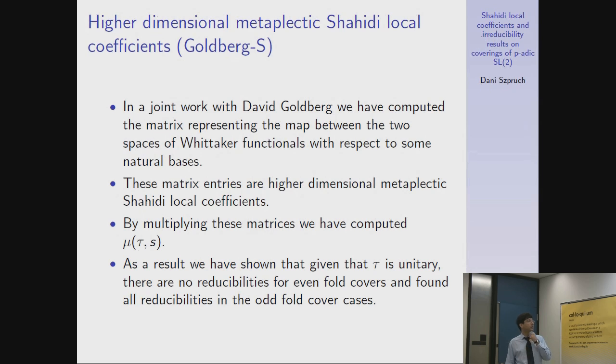As a result, we've shown that given that tau is unitary, there are no reducibilities for even fold covers, and we found all reducibilities for odd fold covers. So for some reason, all the even fold covers behave alike and all the odd fold covers behave alike. I found it doing this honest computation, and then it turned out that this is predicted in the theory being constructed by those guys trying to extend the Langlands philosophy.